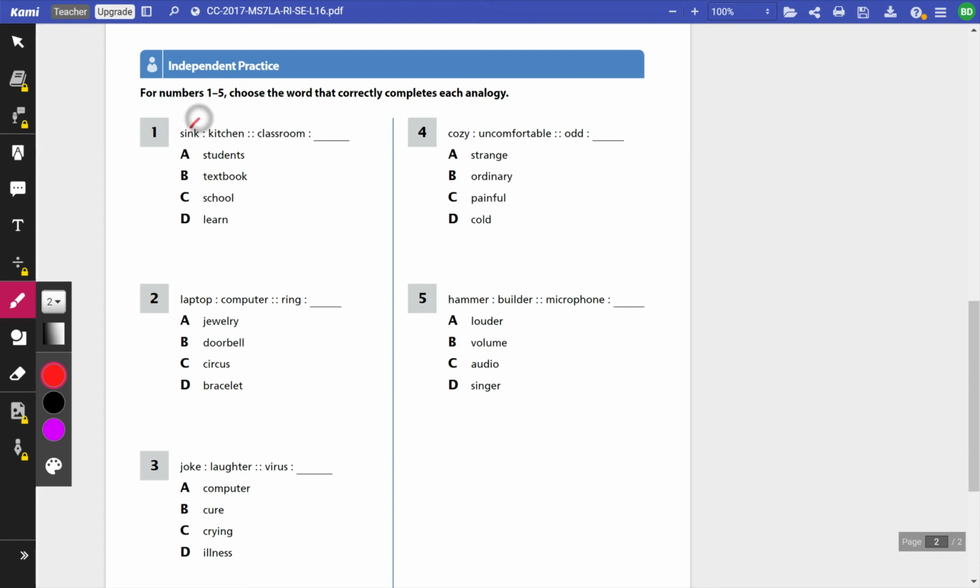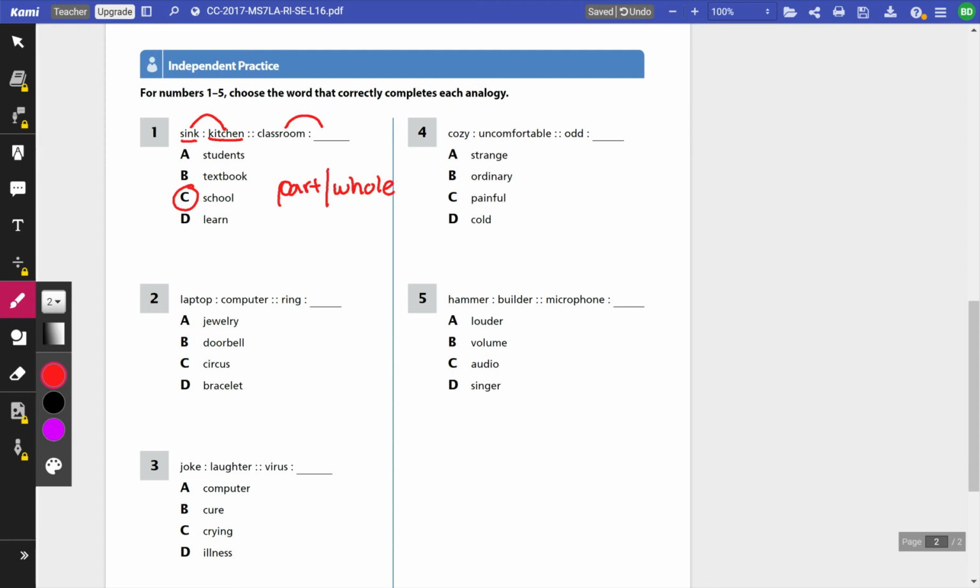So we have sink is to kitchen as classroom is to blank. So let's figure out the relationship first. So we have sink and we have kitchen. Well, a sink is in a kitchen, so that tells me this is going to be part to whole. So we know that classroom to blank also has to be part to whole. So a classroom is going to be inside a school. So that tells me C is the only answer that would work there. So sink is to kitchen as classroom is to school because a classroom will be inside of a school.